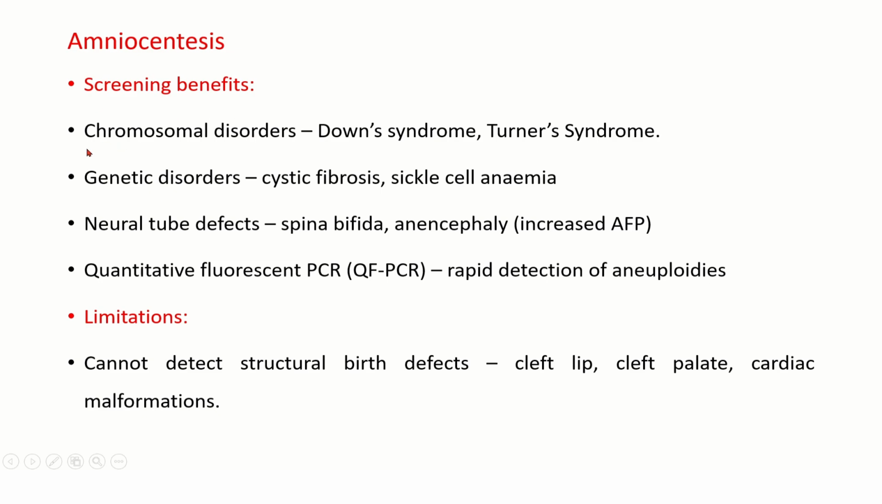So screening benefits: chromosomal disorders like Down syndrome, Turner syndrome, and genetic disorders like cystic fibrosis, sickle cell anemia, and neural tube defects like spina bifida and anencephaly. All these can be identified by increased alpha-fetoprotein. Then quantitative fluorescent PCR for rapid detection of aneuploidies. Limitations: it cannot detect structural birth defects like cleft lip, cleft palate, cardiac malformations. Any structural defects cannot be identified.